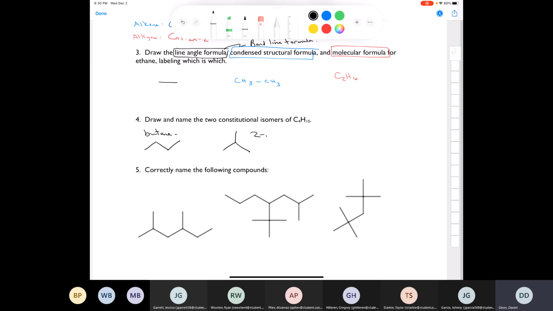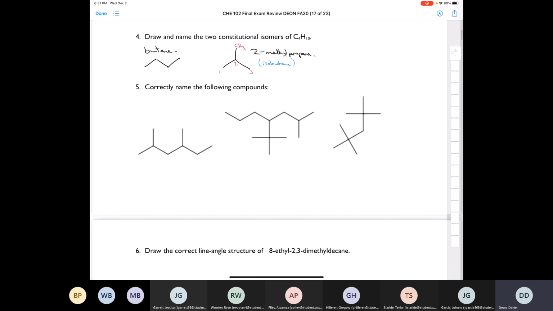This molecule is called 2-methylpropane, right? Because the longest carbon chain has 1, 2, 3 carbons, and then we have a methyl group on here, so that's where we get 2-methylpropane. It also has a common name. The common name is isobutane, so isobutane. I don't expect you to have that memorized, but just in case you want to know.